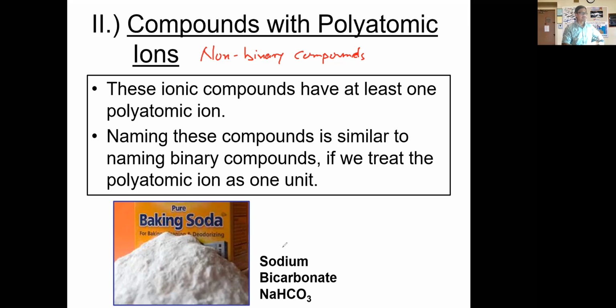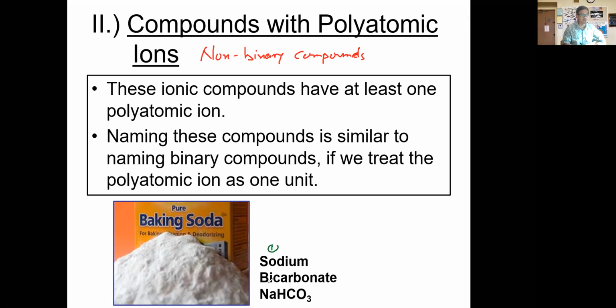If you take a look at this particular compound here, it's sodium bicarbonate. This is baking soda, the baking soda we use in cooking and at home. If you notice then, this is not a binary compound. Why? Well, first of all, sodium is an element, so that is a single element, but there is no element called bicarbonate. You look on the periodic table, there is no element called bicarbonate.